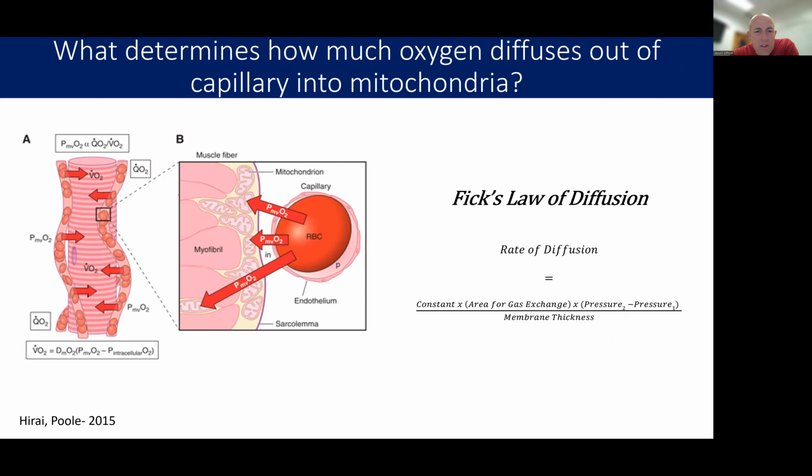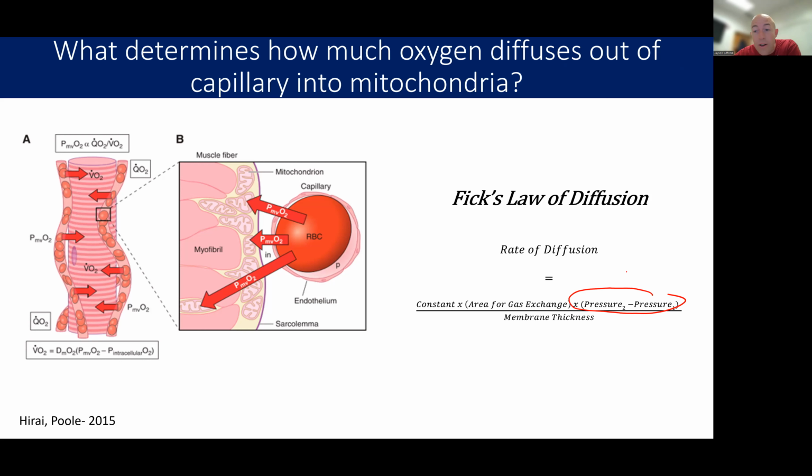But you have to get the oxygen out of the capillary again. And this is where Fick's law of diffusion comes once again. So we talked about Fick's law of diffusion, getting the oxygen through the alveoli into the capillary. And that same concept is going to apply getting the oxygen out of the capillary into the muscle. So you have to have this pressure gradient.